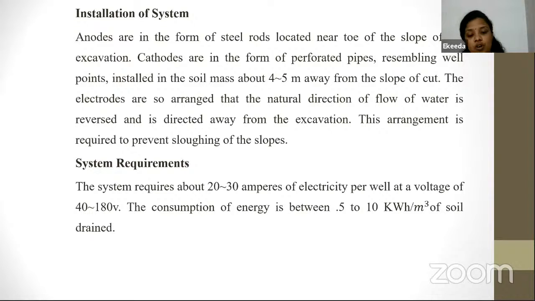So when you reverse the flow of water away from the slope, what happens? The slowing also reduces, and thereby the stability of the slope can be improved. Then system requirement. The system requires about 20 to 30 amperes of electricity per well at a voltage of 40 to 180 watts. The consumption of energy is between 0.5 to 10 kilowatts per m cube of soil drained. So for 1 m cube of volume, we need about 0.5 to 10 kilowatts of electricity so that this process will take place.